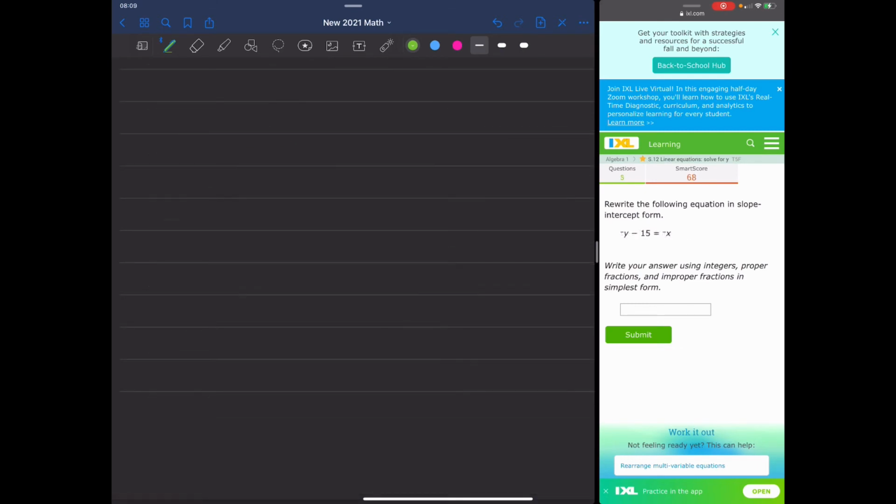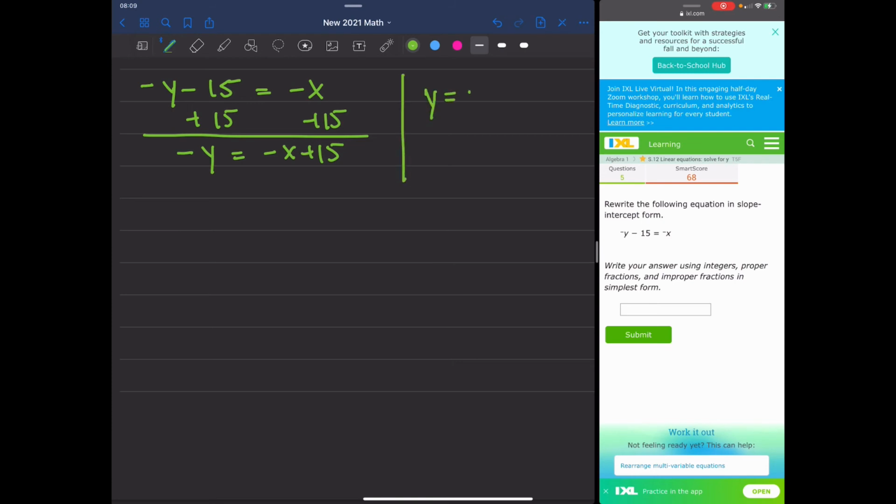Here's another problem where we have to get y by itself. So I have -y minus 15 equals -x. We want to move the 15 to the right. So plus 15, plus 15. So I get -y equals -x plus 15. And then this negative in front of the y needs to go away because I want to have y equals mx plus b.